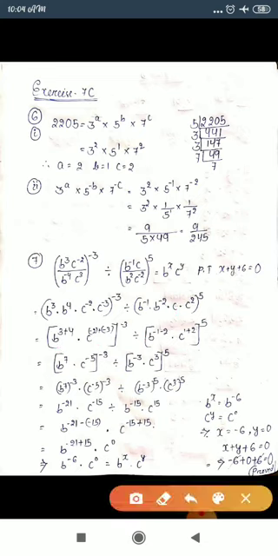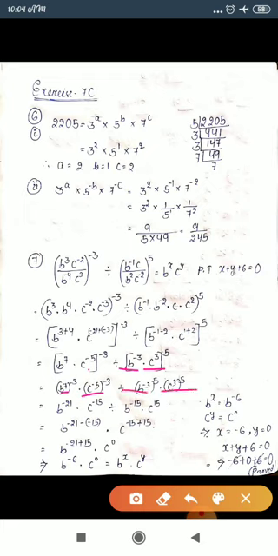b to the power 7 and c to the power minus 5, b to the power minus 3, c to the power 3, whole to the power 5. Okay, now separate it again, the rule, separate it. b to the power 7 whole to the power minus 3, c to the power minus 5 whole to the power minus 3. Okay, same as like that.